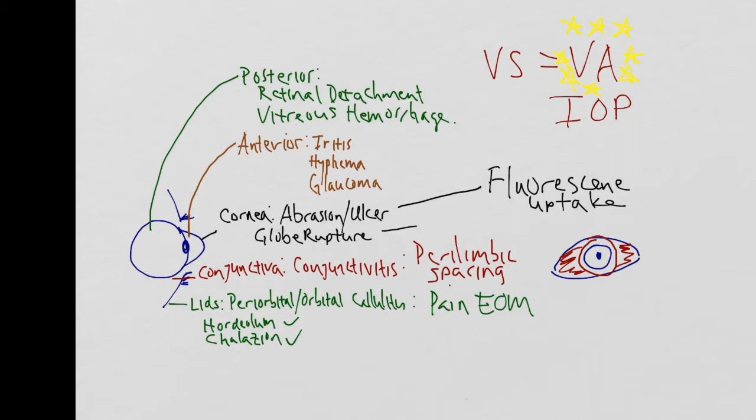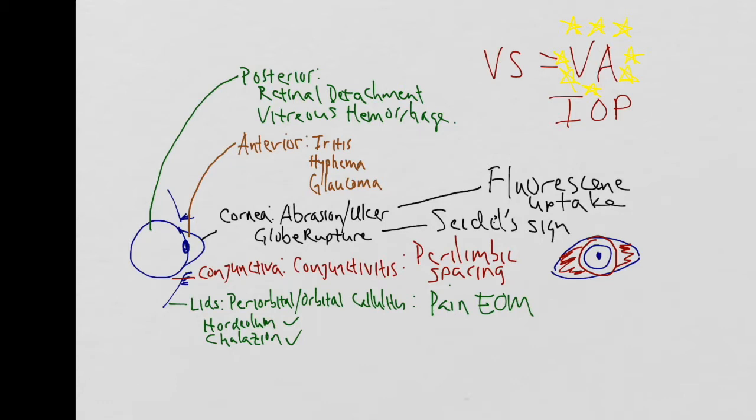You can also look for Seidel's sign, which is essentially a greenish-yellow waterfall of vitreous humor that is present in globe rupture. Another key thing to look for is how the pupil looks. If it is peaked or abnormal, then that could represent a globe rupture as well.